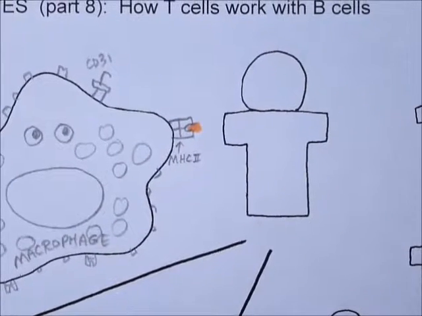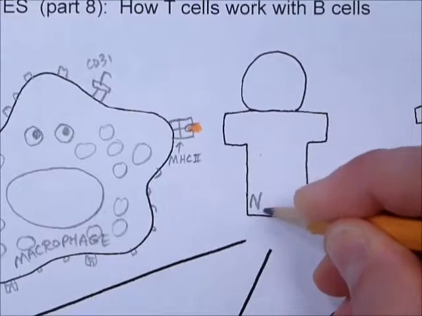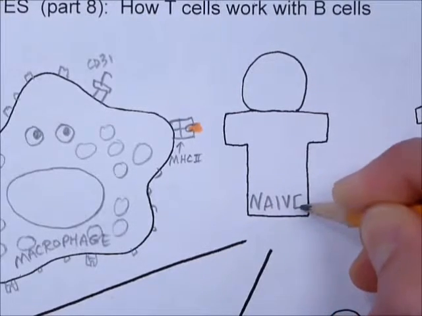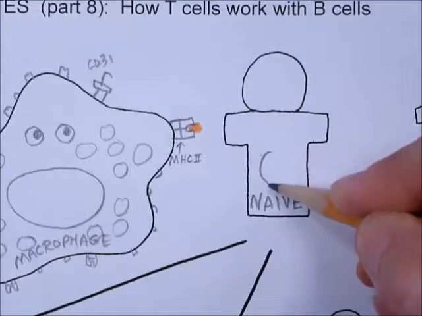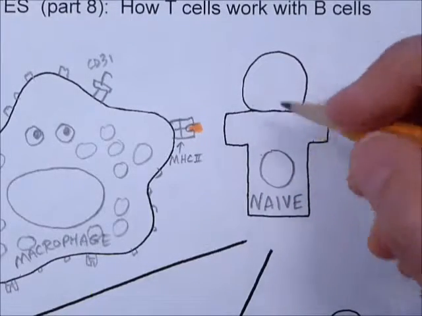So this is a naive T cell. Naive just means it doesn't have any experience yet. It doesn't know what to do. It doesn't mean it's stupid. It just means it's not quite sure what to do.